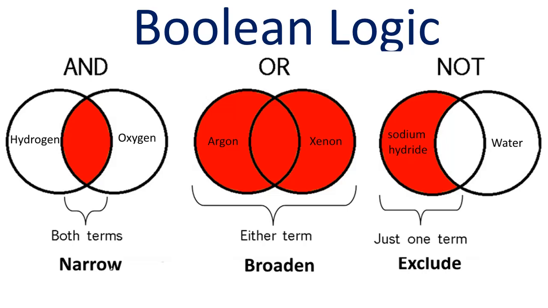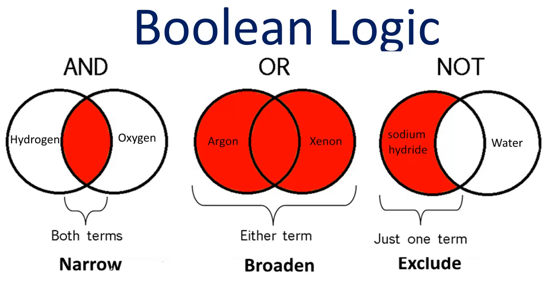So for example, if you're using the AND operator, what you're trying to do is combine different concepts together and narrow your search results. The example we have here is hydrogen AND oxygen. That will give you the little bit in the center there, which is in red, where both concepts overlap. So in effect, both of the concepts have to be in any article that's returned in your search.